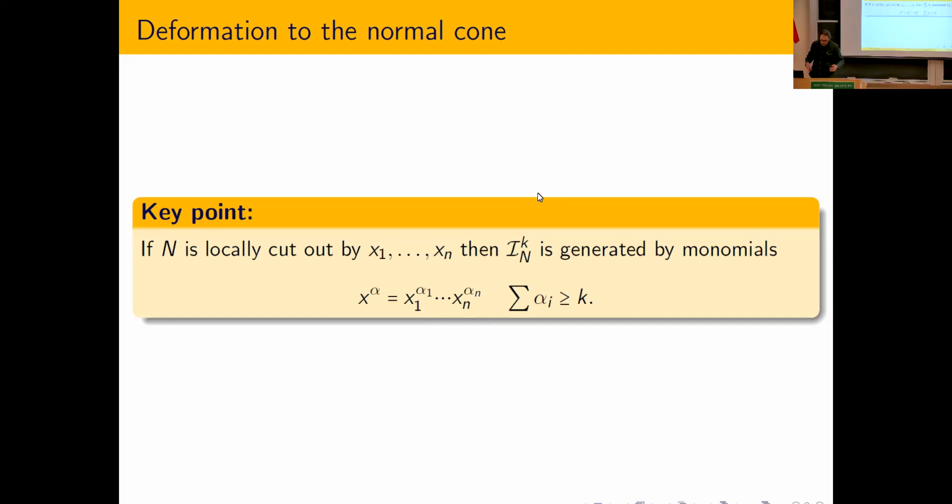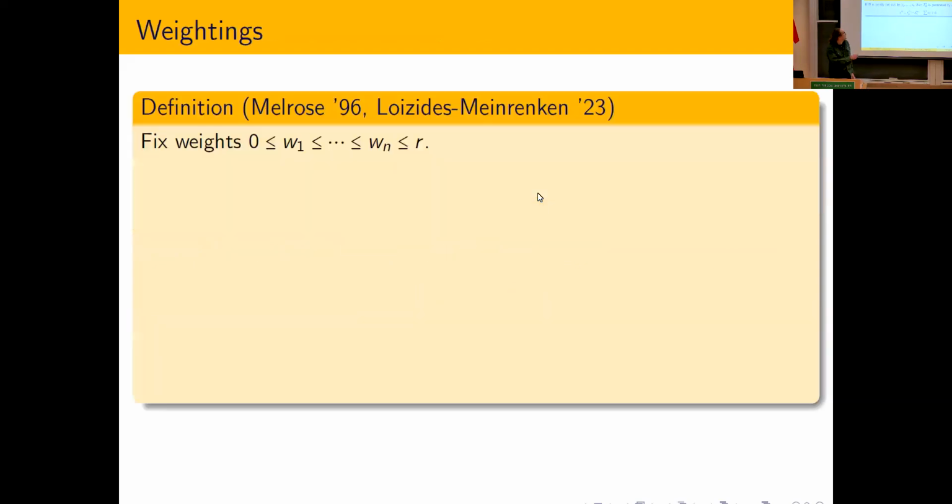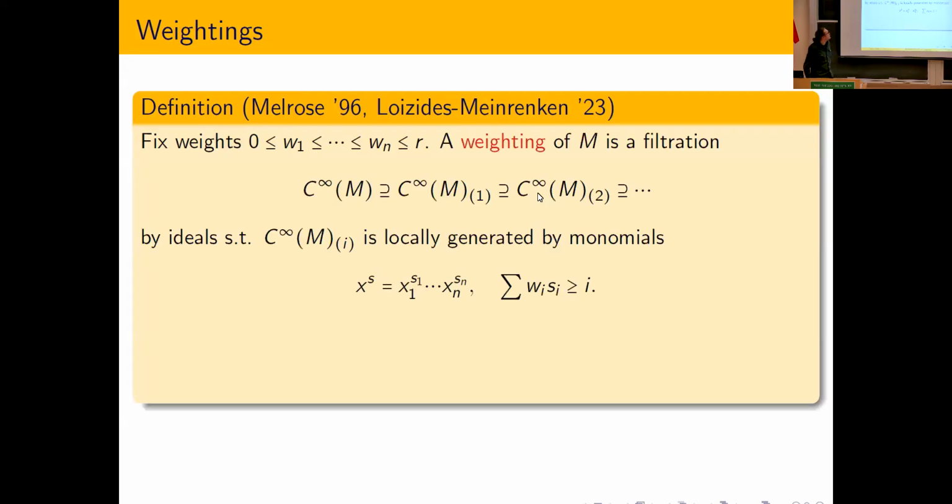And so what this prompted, I don't know if this is Richard Melrose's starting point, but this is my understanding of Eckhard Meinrenken and Yiannis Loizides' point: they say, let's just take this as an axiom, and to do this, they packaged this as a definition. Let's fix integral weights w1 up to wn, and let's define a weighting to be a filtration of the sheaf of smooth functions such that the functions of order i, this ideal, is locally generated by monomials of this type. So we can always find coordinates with this property.